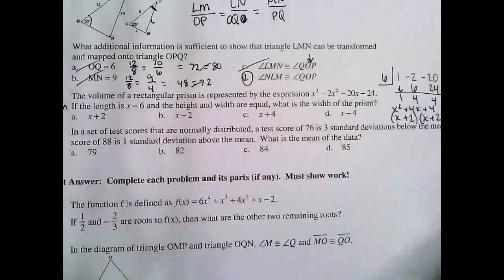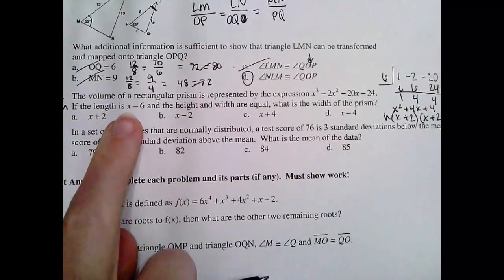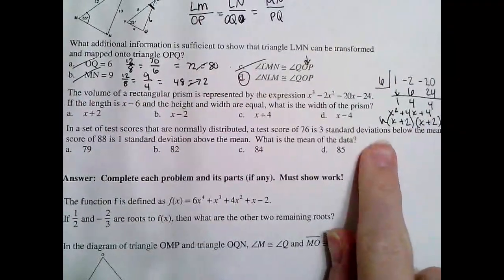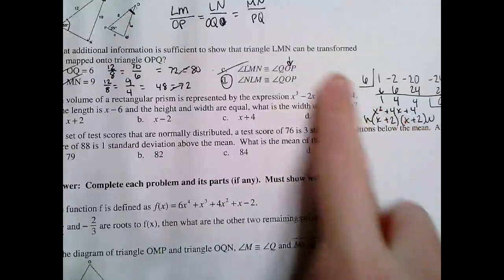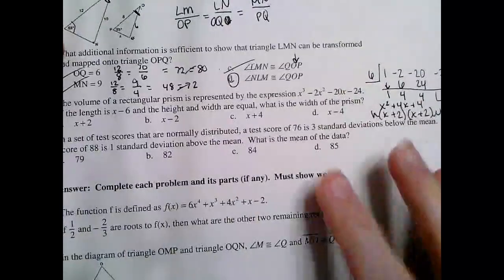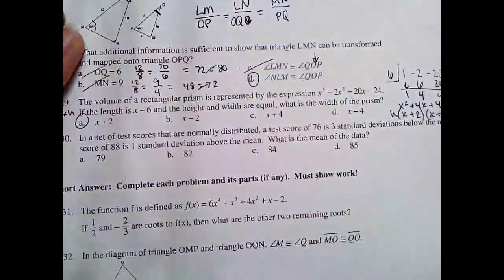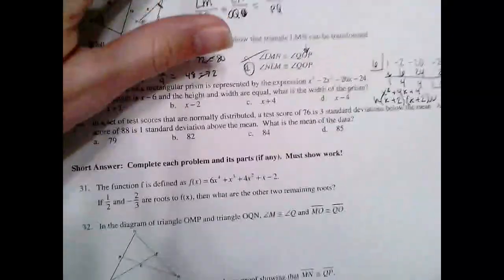And since height and width are equal, one of these would be the height, one of these would be the width. So length, x minus 6, times height, x plus 2, times width, x plus 2, will get us this expression. So what's the width? A, x plus 2. It's one of the factors that we just got.